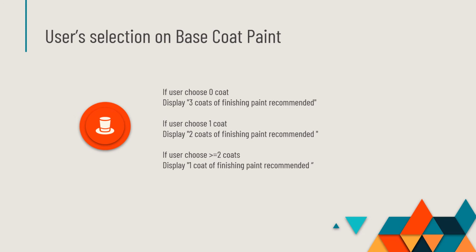If the user chooses 0 coats, it will display 3 coats of finishing paint recommended, and if the user chooses 1 coat, it will display 2 coats of finishing paint recommended. If the user chooses 2 or more coats, it will display 1 coat of finishing paint recommended.